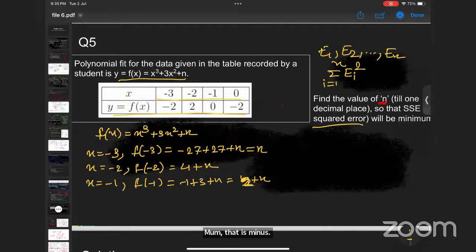So it is 8 when x equals 0. The f of 0 will be n, right? Yes, ma'am. So what will be the SSE?